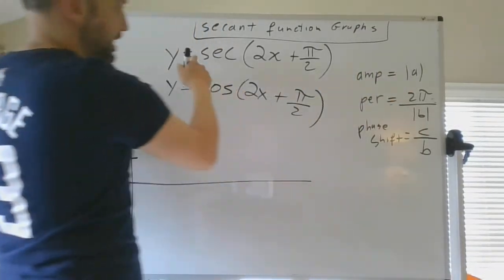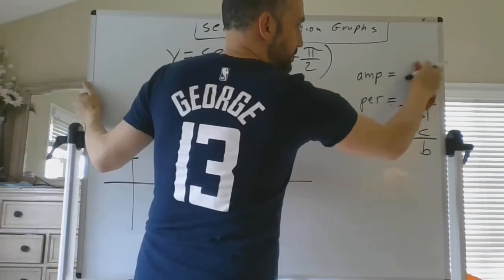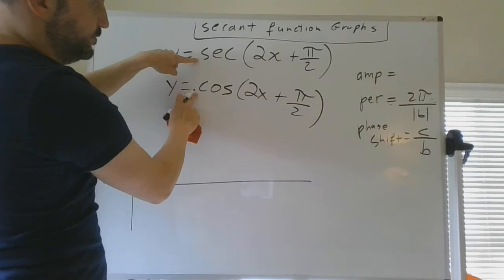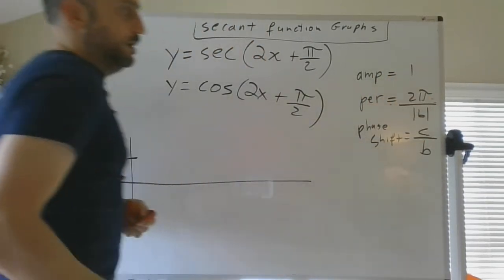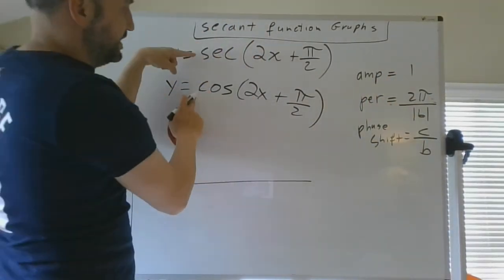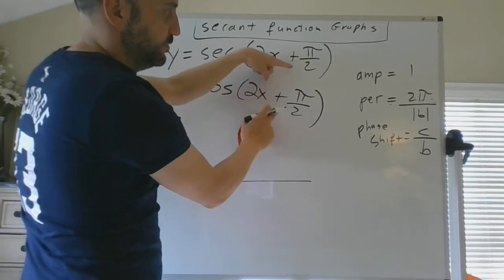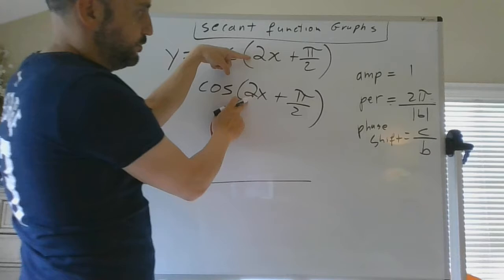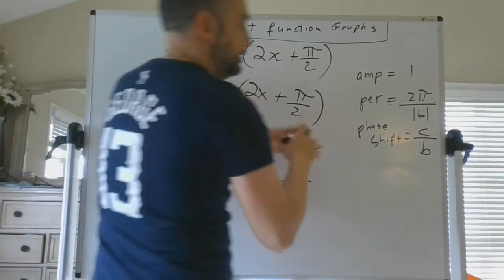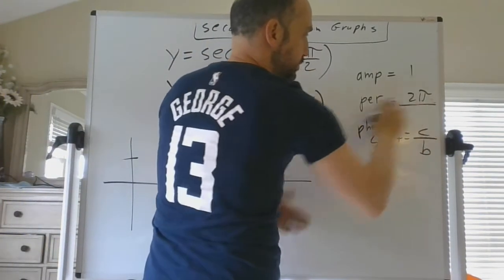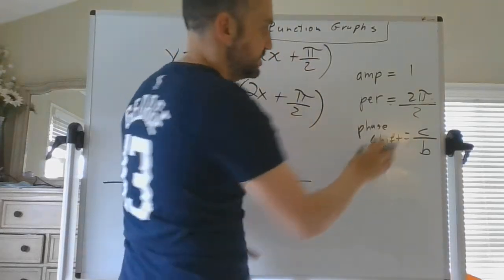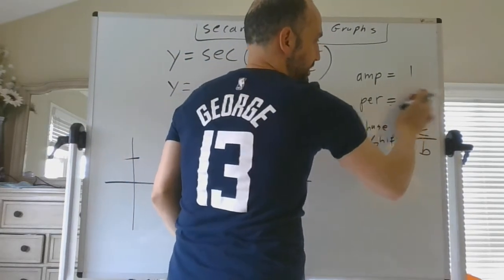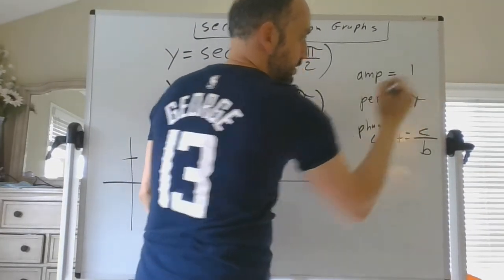Amplitude is the absolute value of A, which is just 1 in this case because the A is the coefficient here. Period, 2 pi over B. So remember, that's an A, that's a B, and then over here it's minus C. So it's Bx minus C. Our B right here is 2. Okay? So 2 is just going to get us 1 pi. So our period is pi.